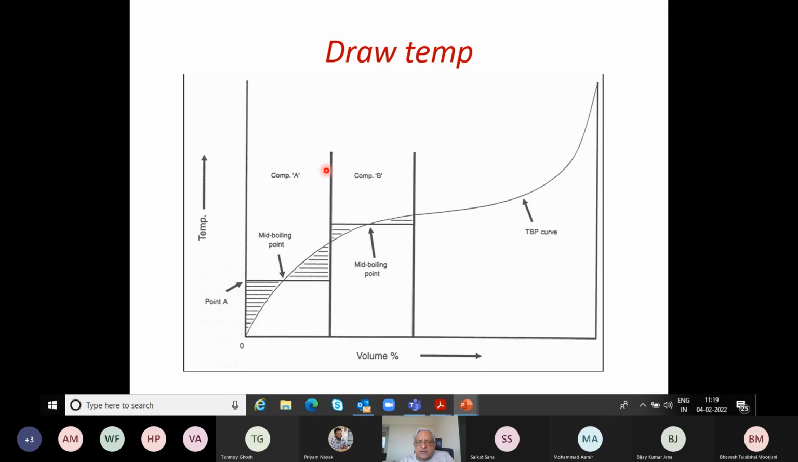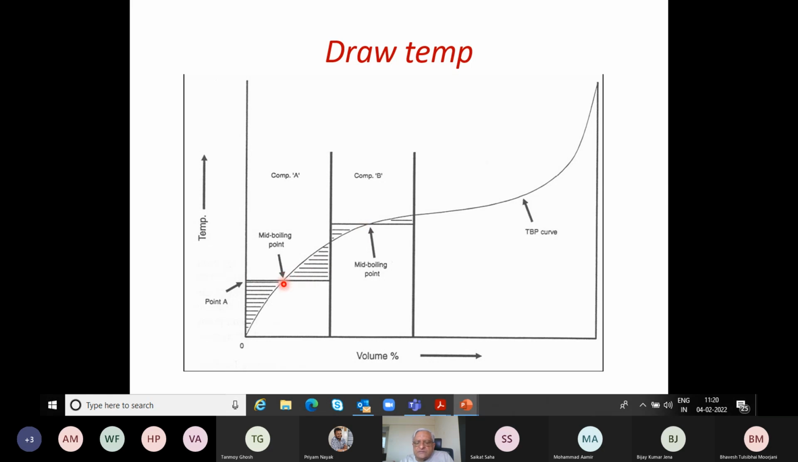Okay, so this is actually, let's say, 20% volume, 15% volume, etc. And basically, the boiling range of this particular fraction is from here to here, and from there to there. So if you travel along the TBP curve, the light fraction boils from here to this temperature, and the heavy fraction boils from this temperature to this temperature. And basically, the draw temperature, the temperature at which we draw the products, roughly matches with these temperatures, which are shown here.